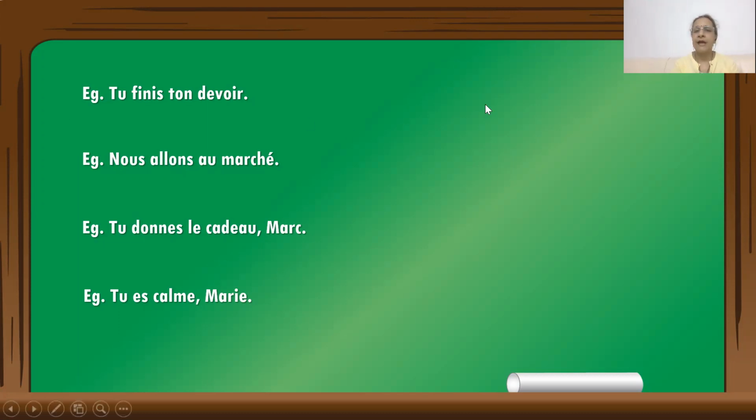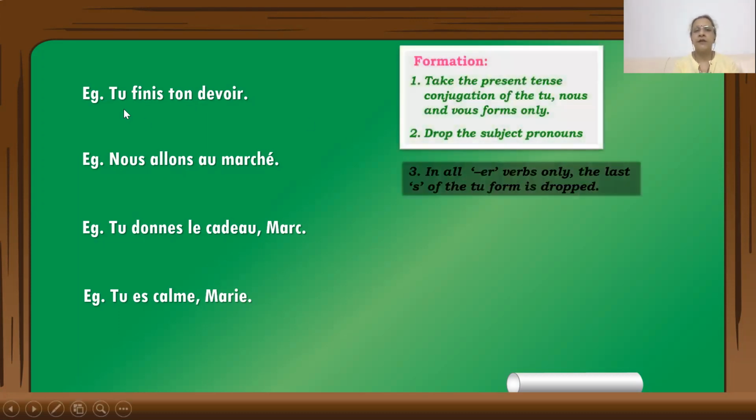The first step has been done for us. The first step: take the present tense conjugation of the tu, nous, and vous form. I simply have to follow the second step and the third step. The second step is what? Drop the subject pronoun. And third step, in all the er verbs, drop the last s of the tu form.